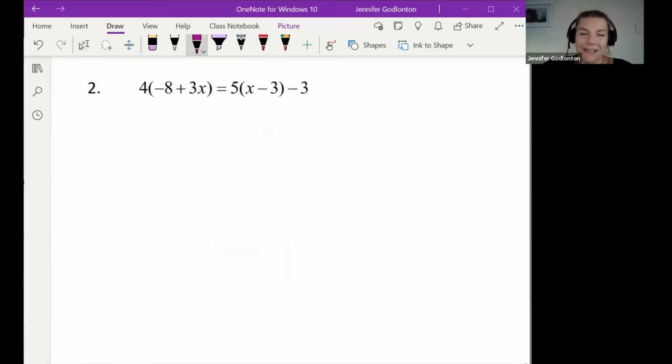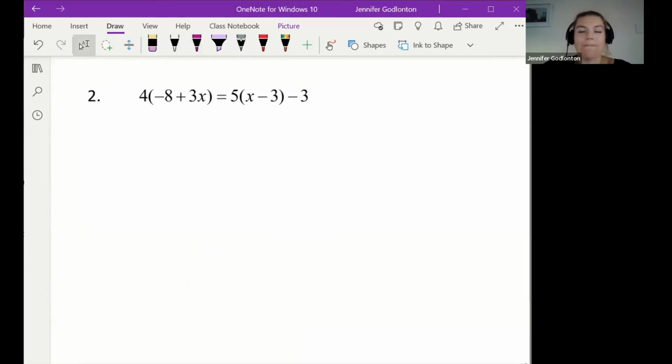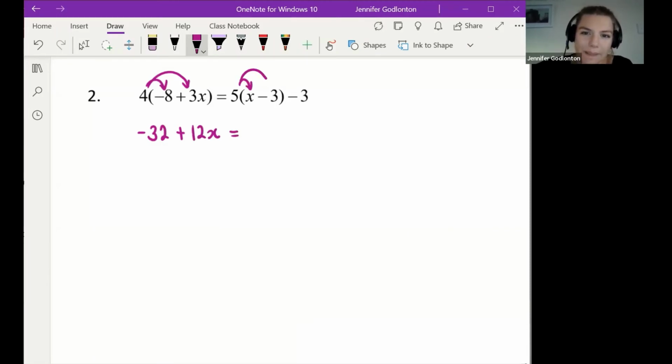So first we need to open the brackets by multiplying 4 with everything that's in the brackets. 4 times 8, negative 32. Good. And then 4 times 3 is 12x. And then the second one, we also need to open the brackets. It's going to be positive 5x and negative 15. And then the negative 3, we just leave it there. And then we put the unknowns on one side and the others on the other side. Cool. Let me just color them in so everyone can see them.